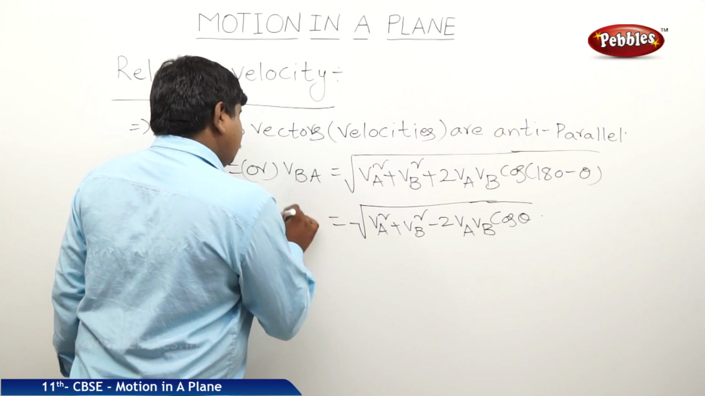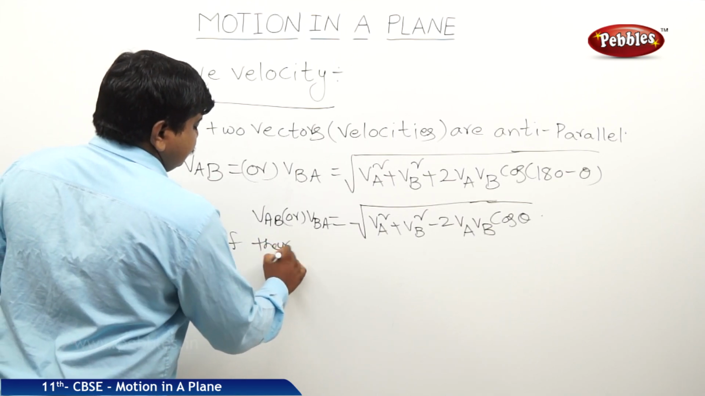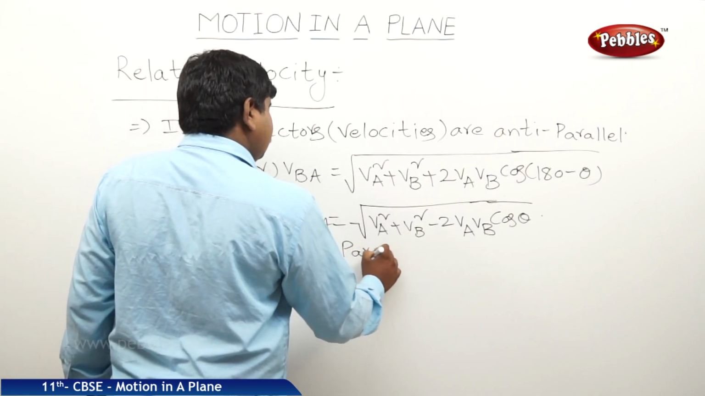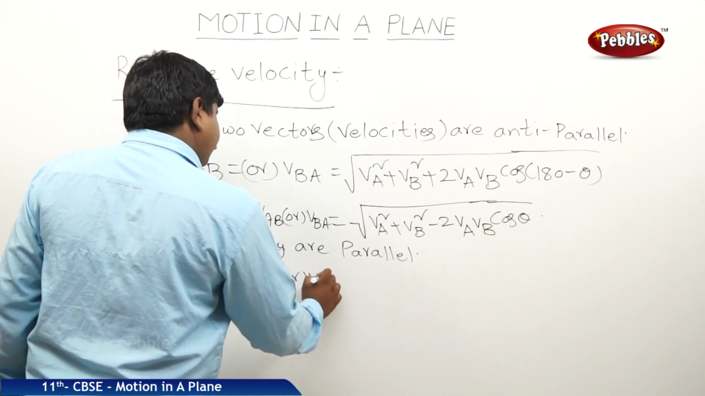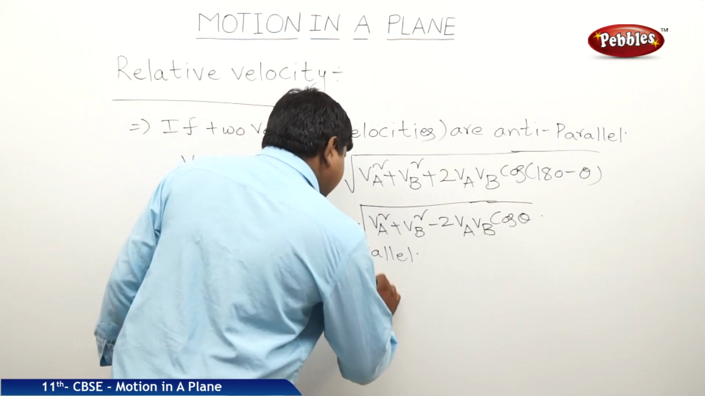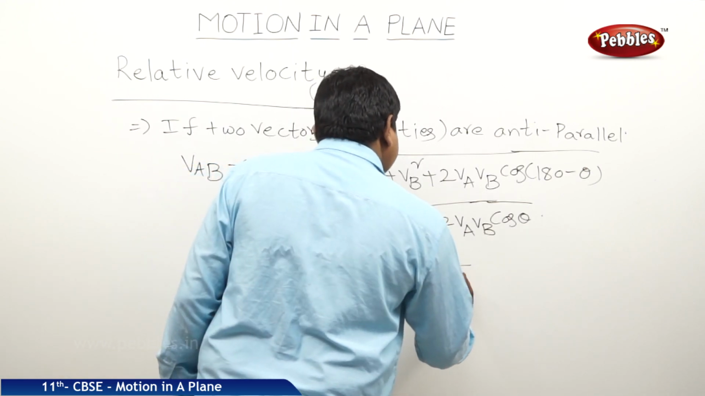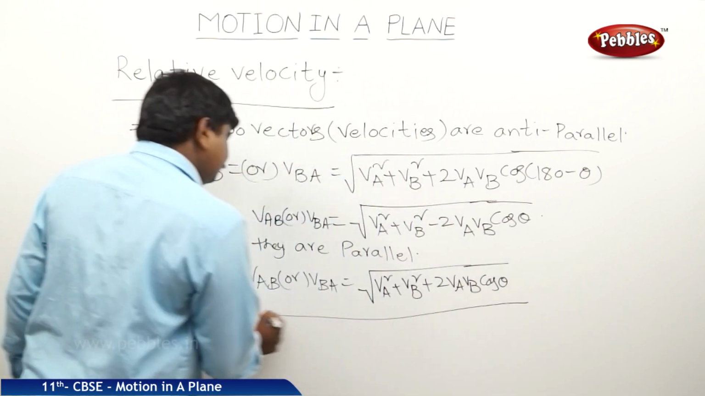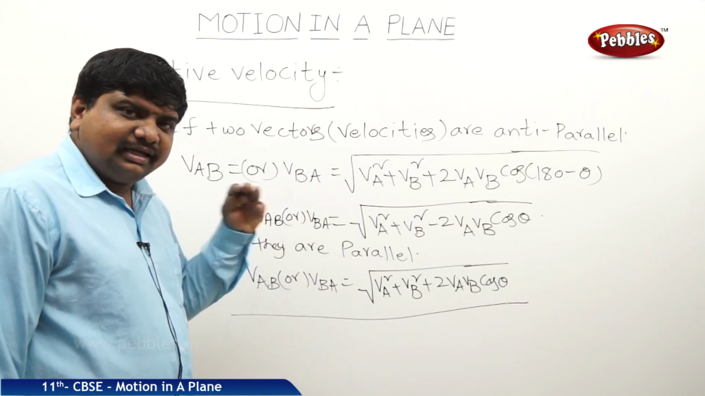But if they are parallel, then VAB or VBA is equal to VA plus VB or VB plus VA. The resultant magnitude, in case of parallel vectors, is square root of VA square plus VB square plus 2VA VB cos theta. Like this, we can find the resultant of the velocities in case of parallel and anti-parallel cases.